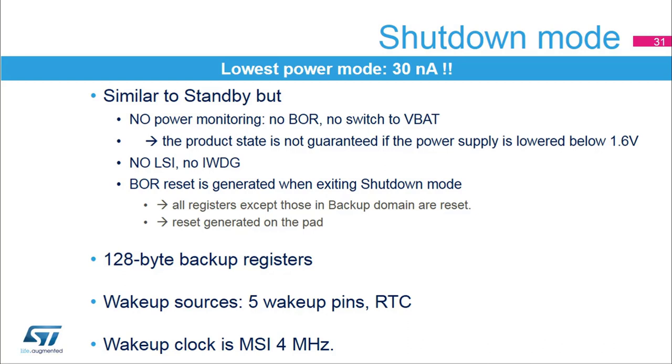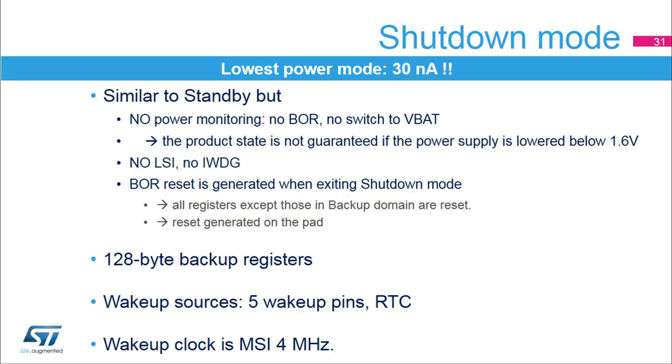This mode is similar to standby mode, but without any power monitoring. The brownout reset is disabled, and the switch to VBAT is not supported in shutdown mode. Hence, the product state is not guaranteed in case the power supply is lowered below 1.6 volts. The LSI is not available, and consequently, the independent watchdog is also not available.